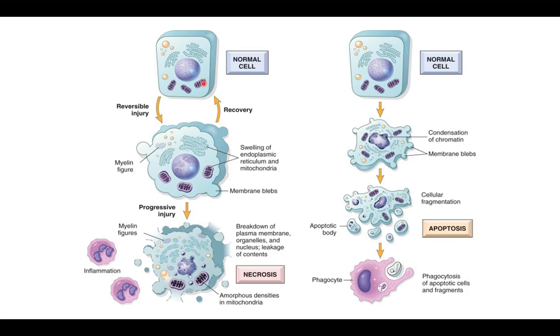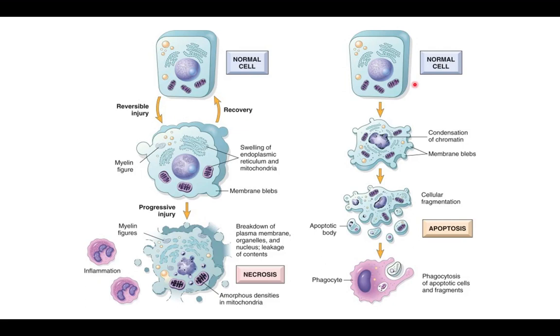But if this is a progressive sort of injury, it can lead to necrosis. So here you can see that the membrane is no longer completely intact. You've lost that integrity of the membrane, and that's going to cause some of these cell contents to leak out, which can then cause inflammation in that tissue. You're also going to have breakdown of the organelles inside, and that can cause a lot of other problems. The lysosomes can come in. All of this is now leaking into that tissue. So all of that is unregulated and causes inflammation.